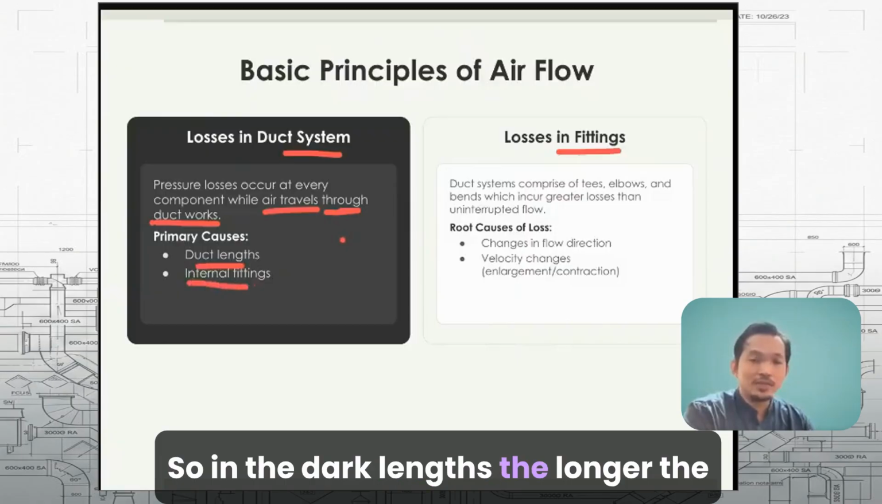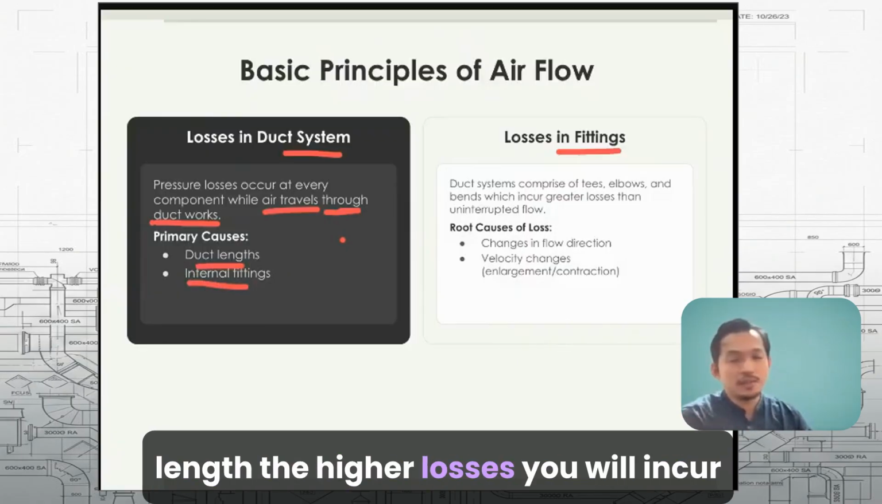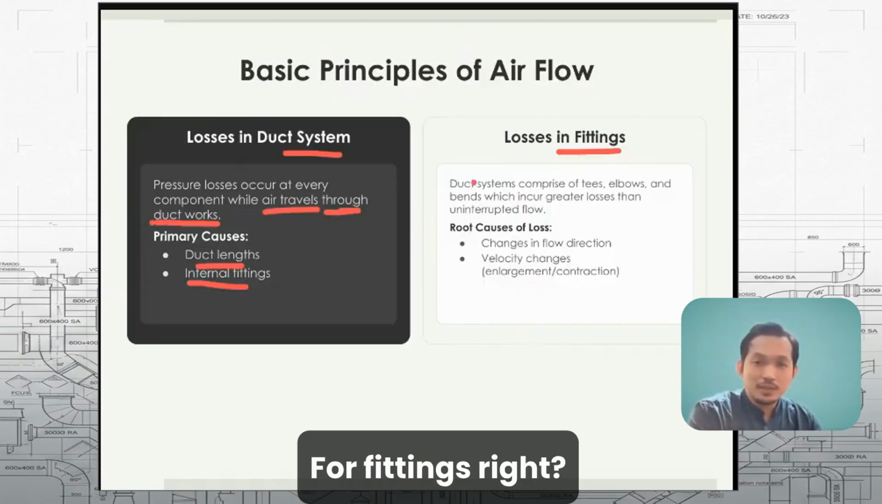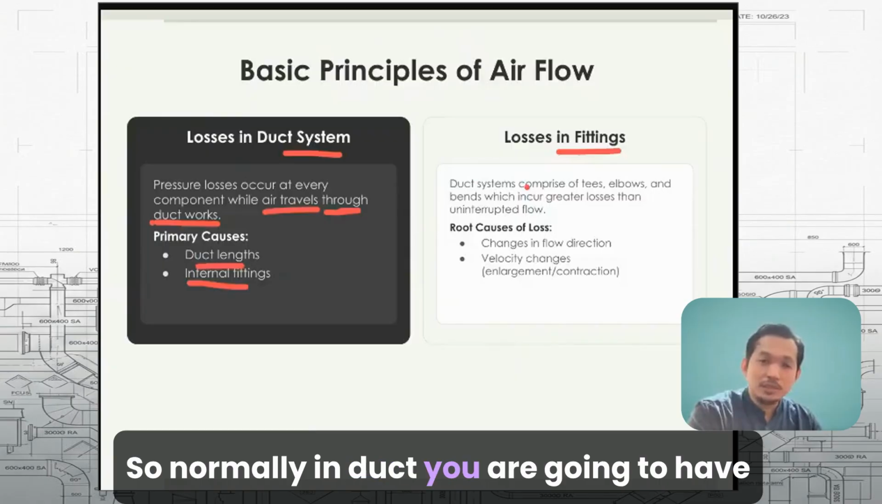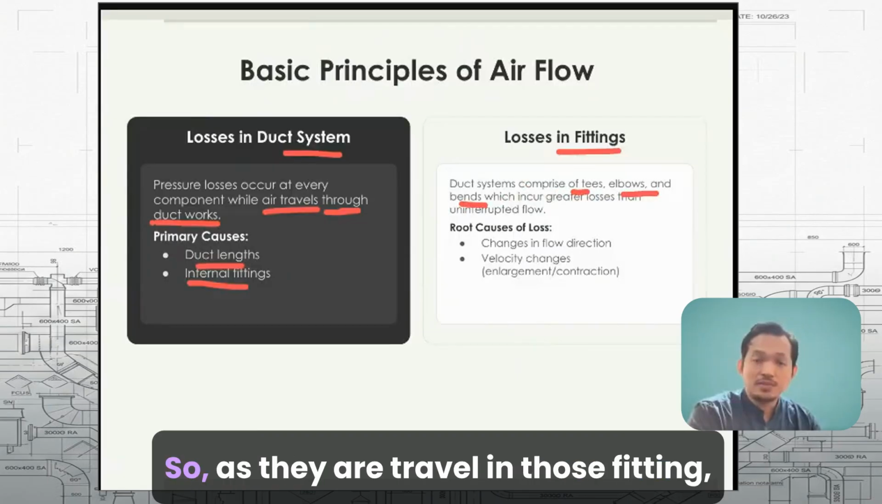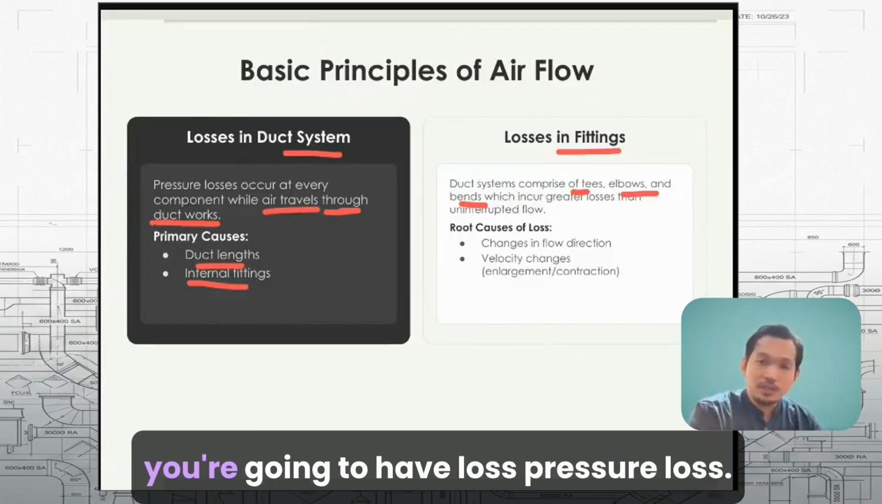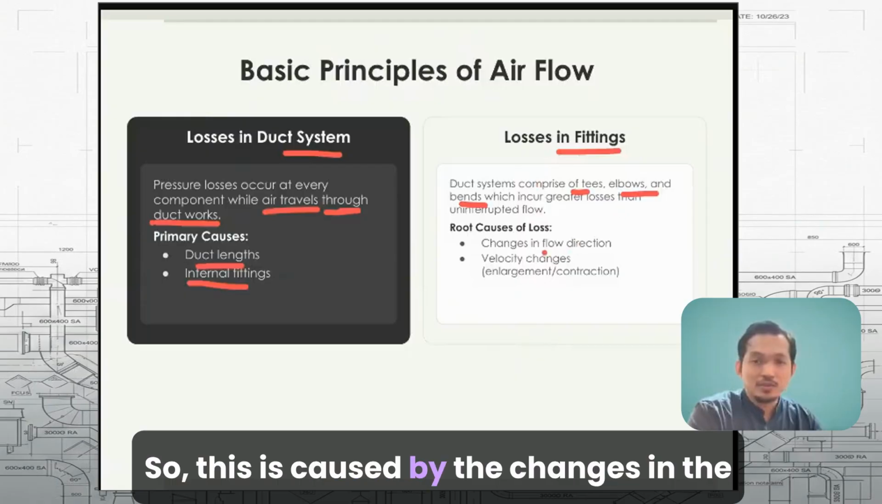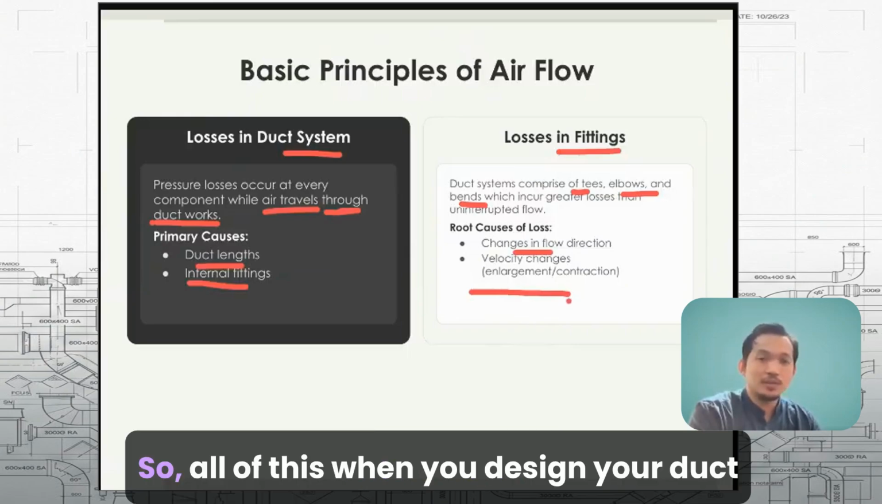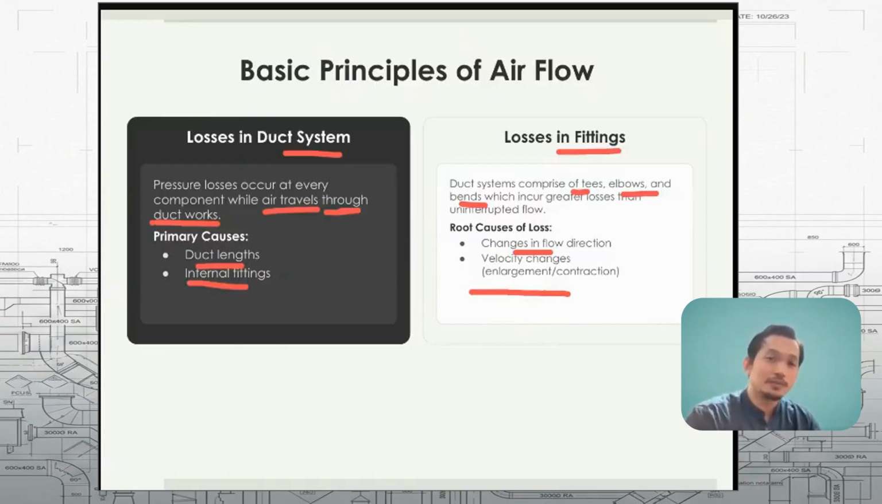So in the duct length, the longer the length, the higher losses you will incur lah. For fittings, right? So normally in ducts, you're going to have tees, elbows, and bends. So as the air travels in those fittings, you're going to have loss lah, pressure loss. So this is caused by the changes in the flow direction or change in terms of velocity. So all of this, when you design your duct system, you have to take into account.